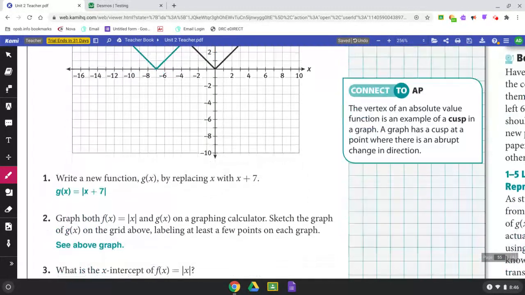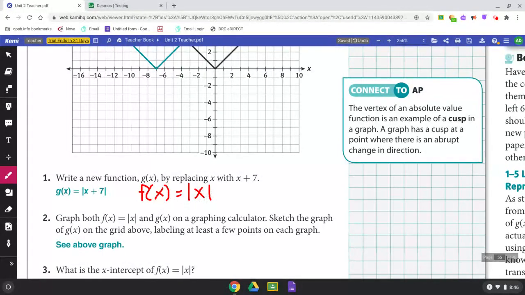So we are going to write the function. So f of x equals the absolute value of x, and it asks us to write a new function g of x by replacing this x with x plus 7. Well, that's what this is. g of x equals the absolute value of x plus 7. Now graph both on the graphing calculator and sketch the graph.